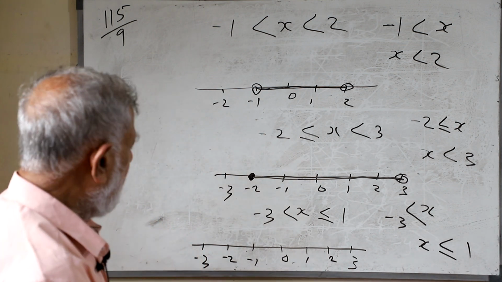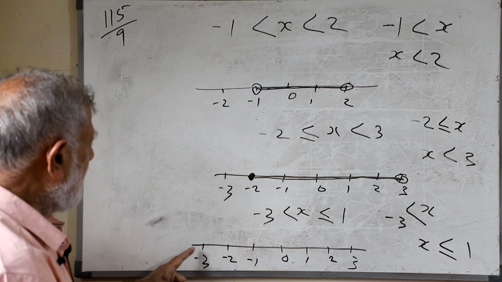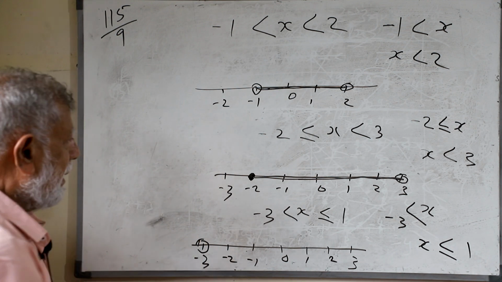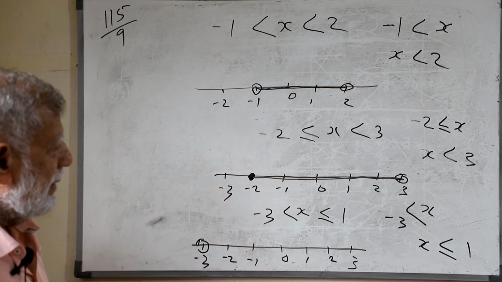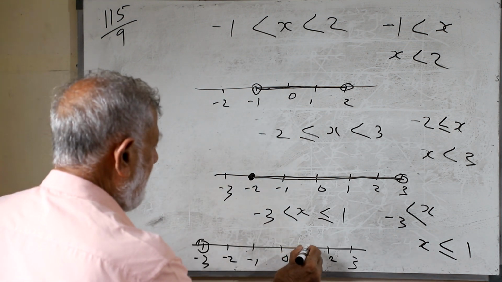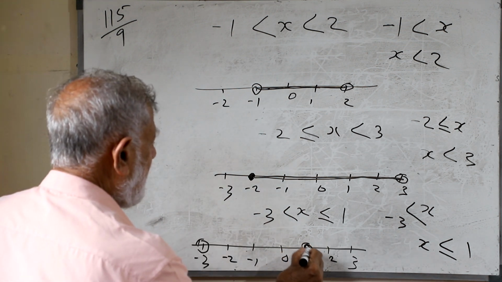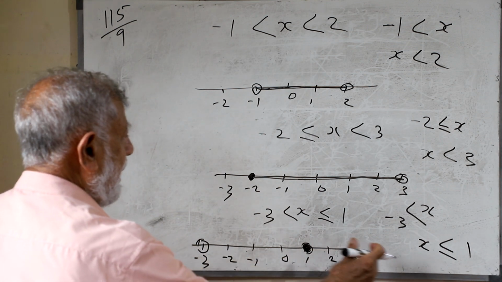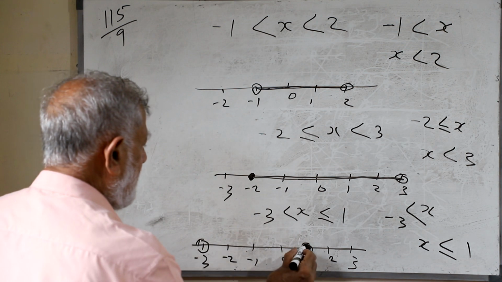So, x is greater than -3. So, it is not equal, so you just put a circle there. Greater than -3 and x is less than or equal to 1. Less than or equal to 1, you have to color this, because equal to 1 is also there. So, x is greater than -3 and less than or equal to 1. So, this section.